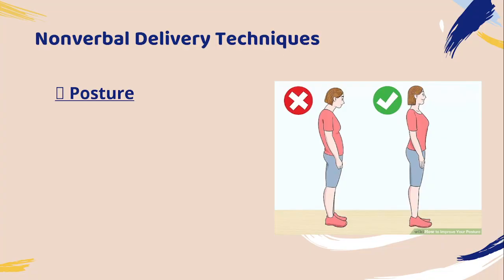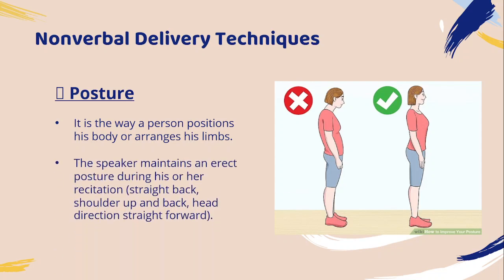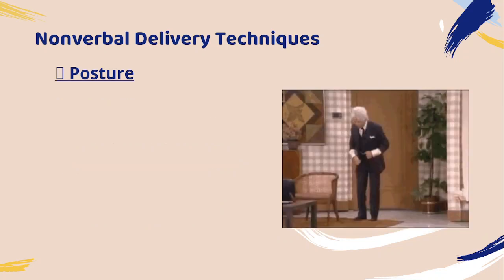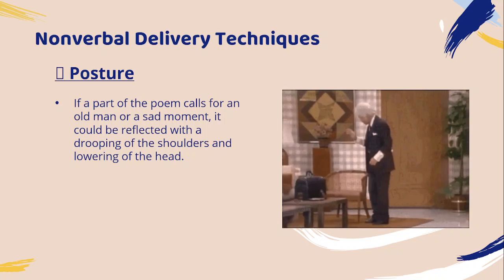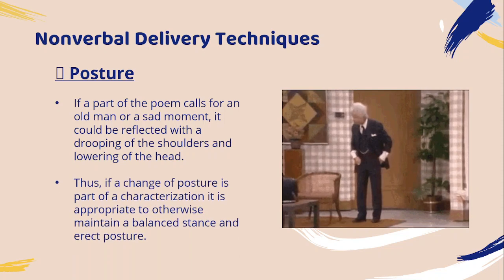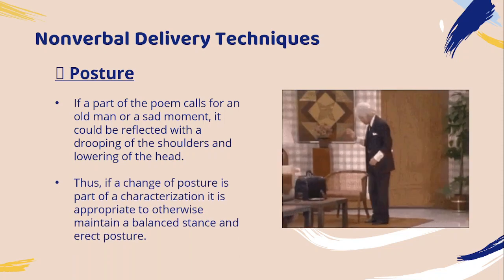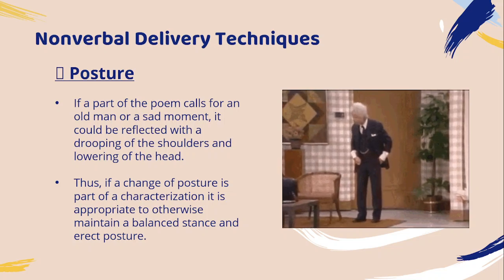Posture. It is the way a person positions his body or arranges his limbs. The speaker maintains an erect posture during his or her recitation: straight back, shoulders up and back, head direction straight forward. If a part of the poem calls for an old man or a sad moment, it could be reflected with a drooping of the shoulders and lowering of the head. Thus, if a change of posture is part of a characterization, it is appropriate to otherwise maintain a balanced stance and erect posture.